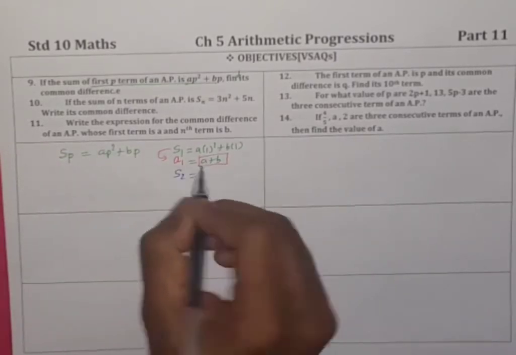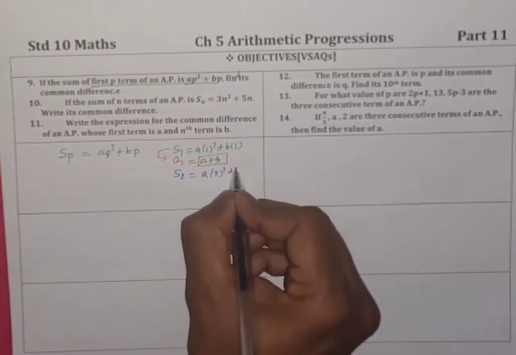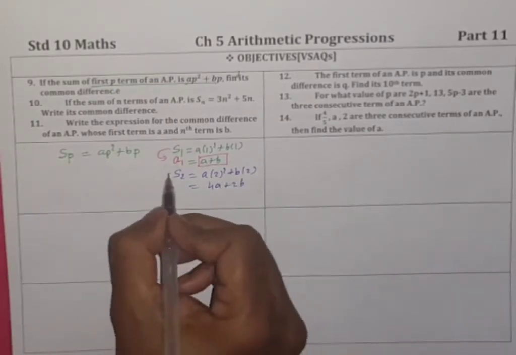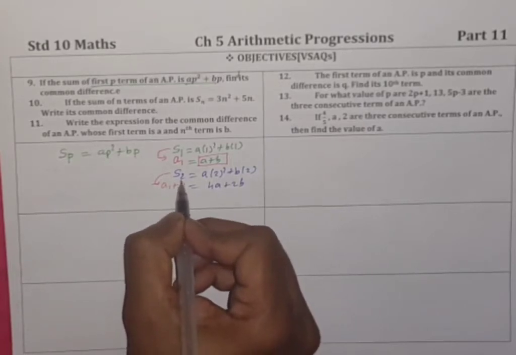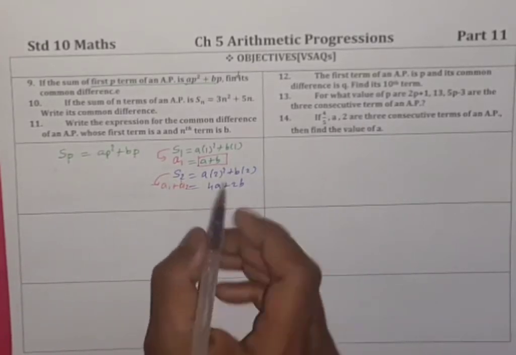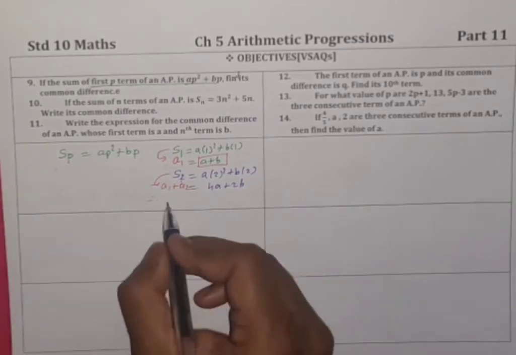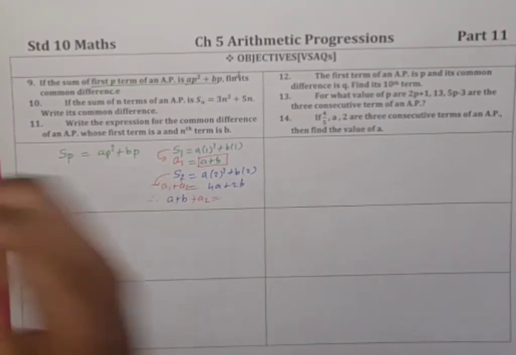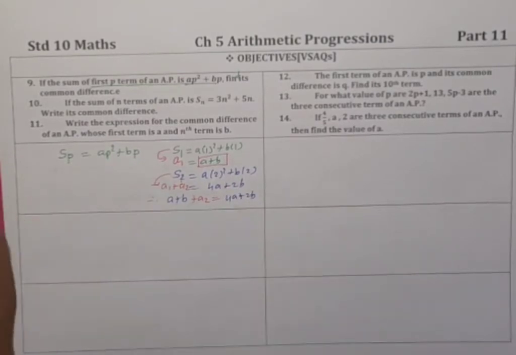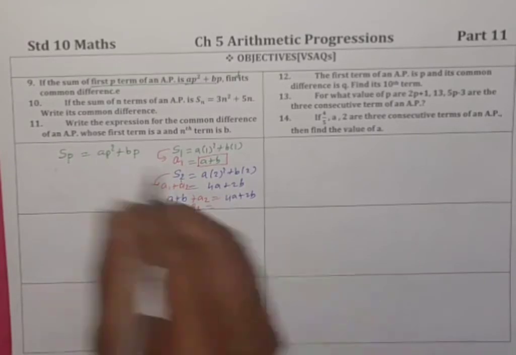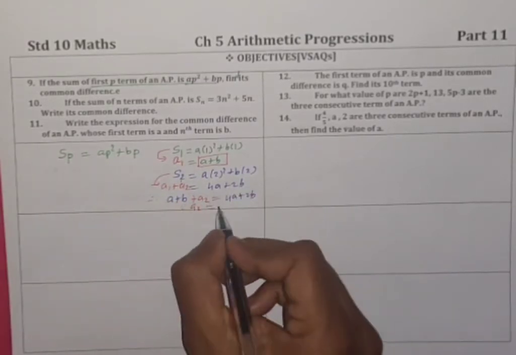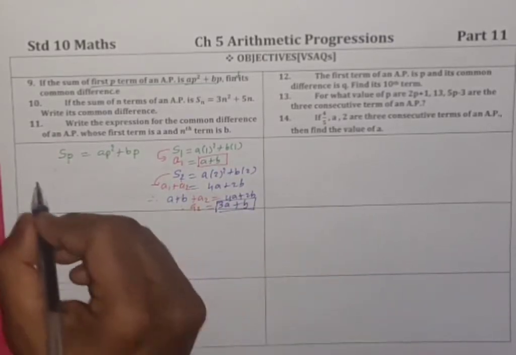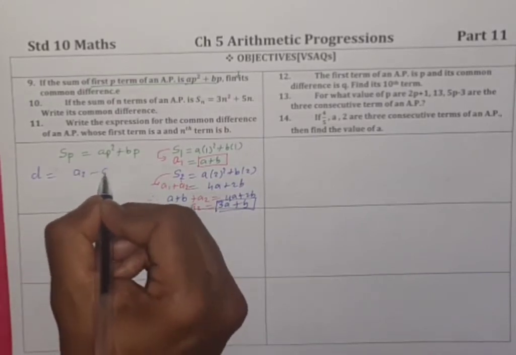Now sum of two terms, that is a into 2 square plus b into 2, that is 4a plus 2b. But sum of two terms, children, is a1 plus a2. Now a1 is known, a plus b, so a plus b plus a2 is equal to 4a plus 2b. So what is a2? Therefore a2 is equal to 4a minus a, which gives 3a, and 2b minus b gives plus b. So this is a2. Now you are asked the common difference, which is a2 minus a1.